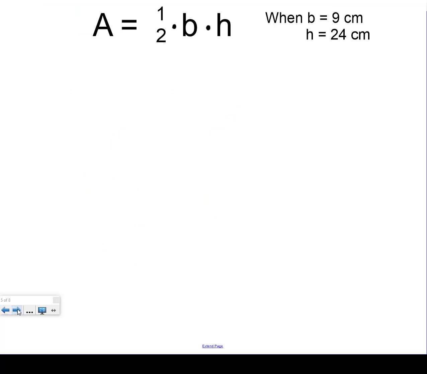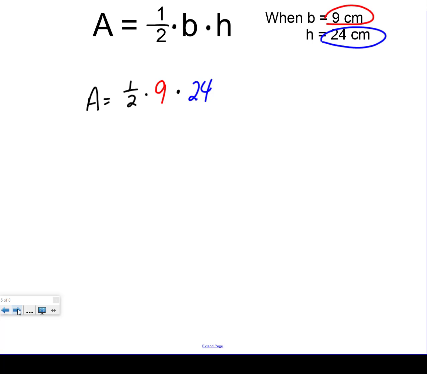All right, this is an area problem, right? Area equals, oops, sorry, I forgot to write the fraction bar there. Half the base, or half times the base times the height. And so the base is 9 and the height is 24 because it gave it to us. So we have A is equal to 1/2 times 9 times 24.